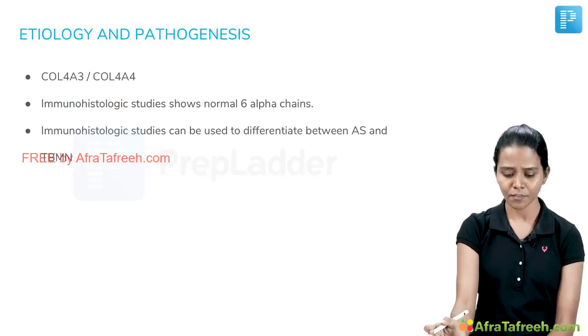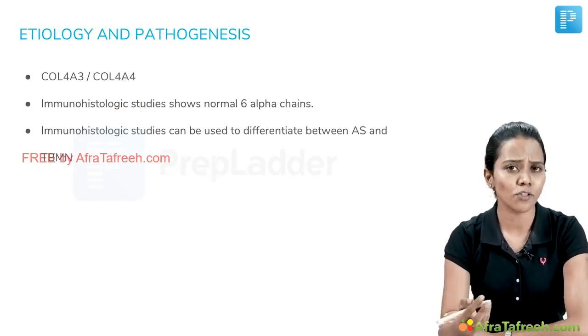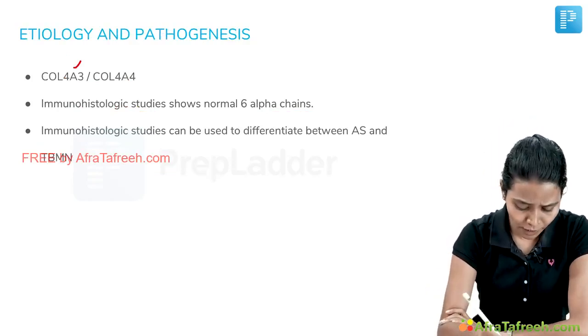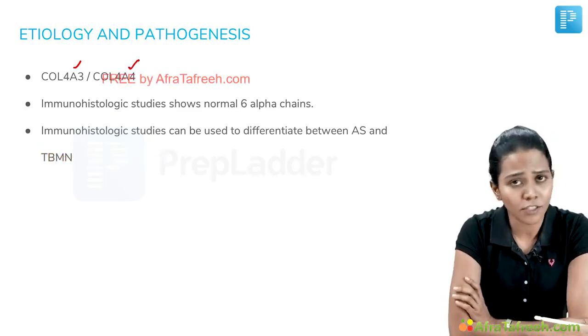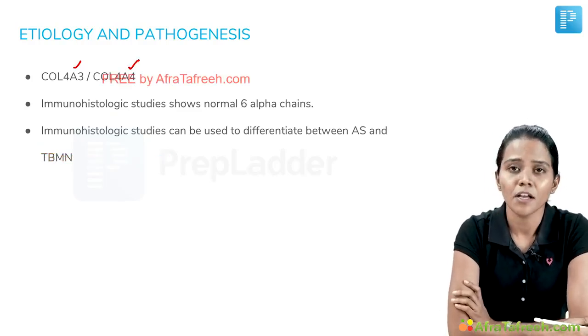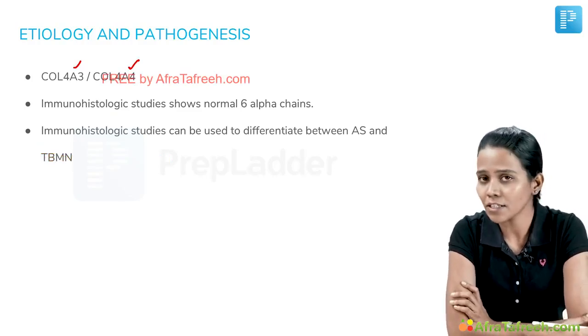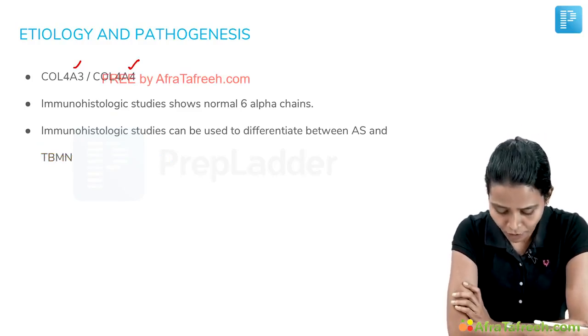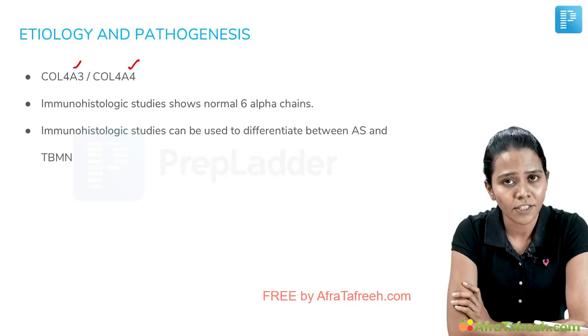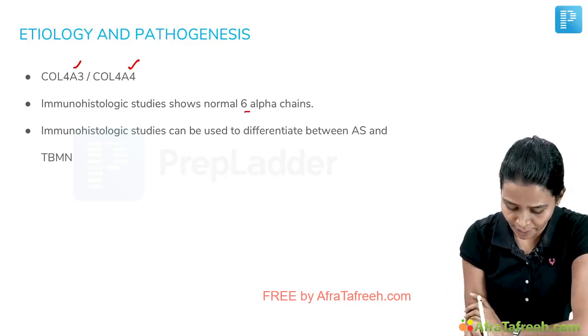Okay, now etiology. It is because of a different type of mutation in COL4A3 and A4, which does not cause Alport syndrome, but it just causes microhematuria. Immunohistologic studies, when done, show normal alpha chains.